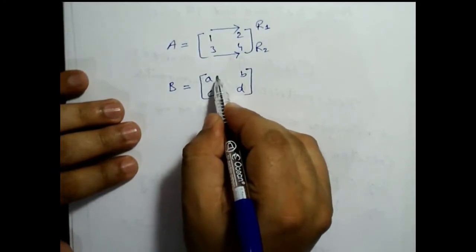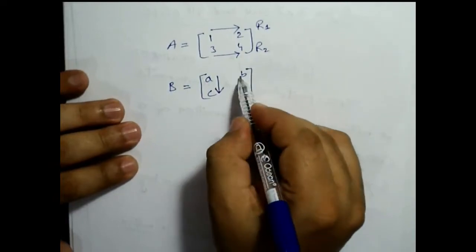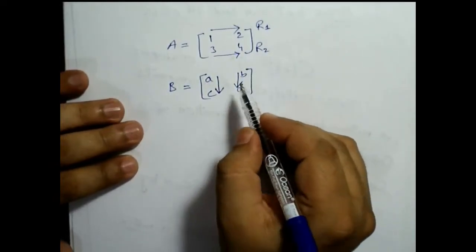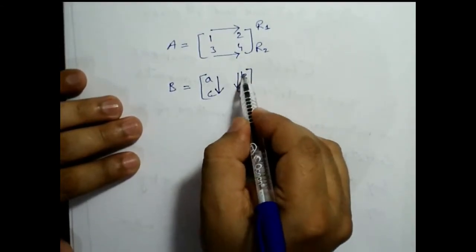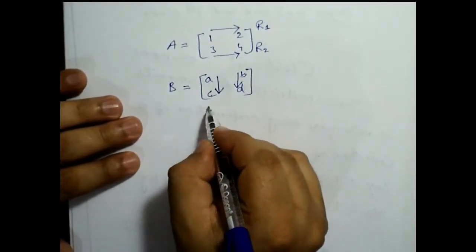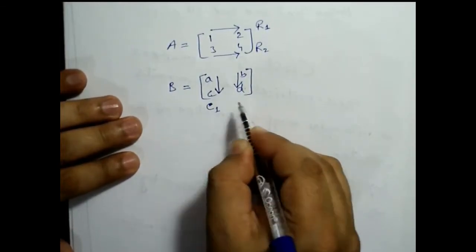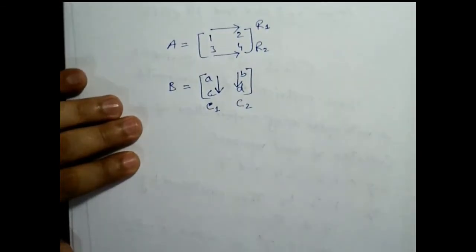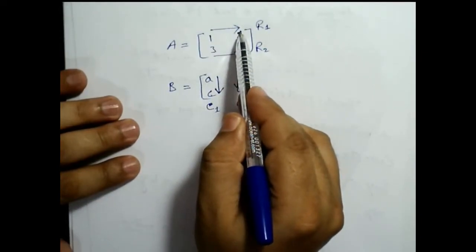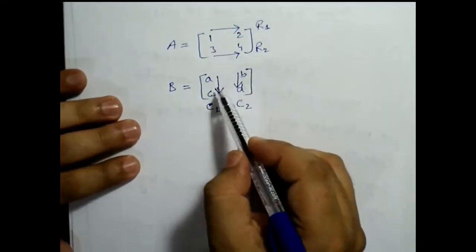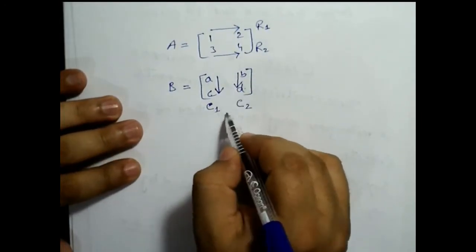And let's talk about the columns of matrix B. In matrix B, a, c and b, d represent columns. So this is column number 1, this is column number 2. So horizontal representations are called rows. Vertical representation of a matrix is called a column.